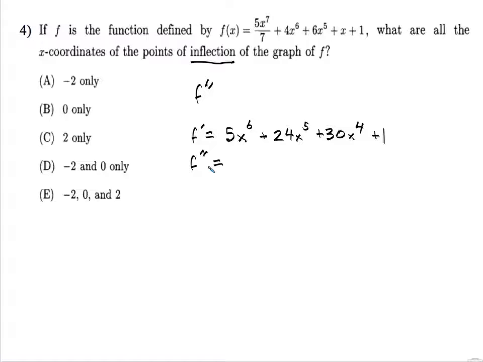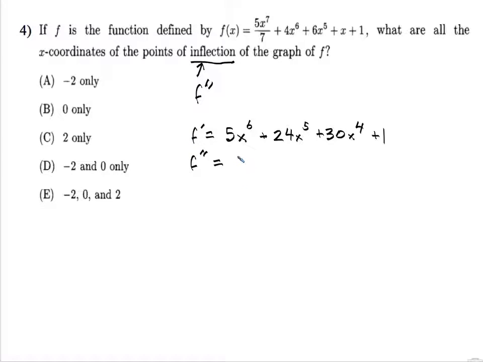Pausing here for about 15 seconds. If only there wasn't that 1 there, you could factor out a whole bunch. And now that we're taking the double derivative, the 1 will go away.